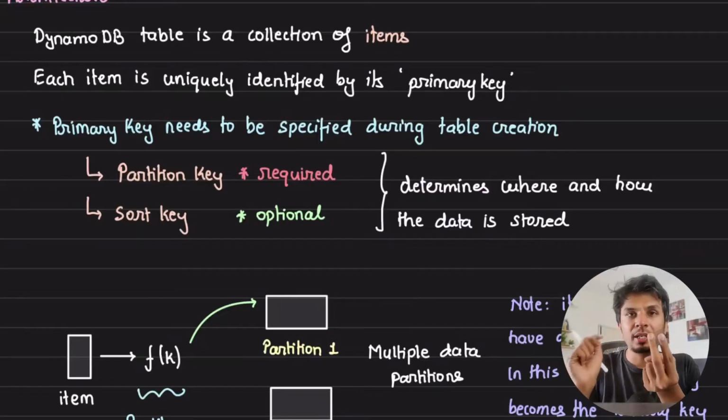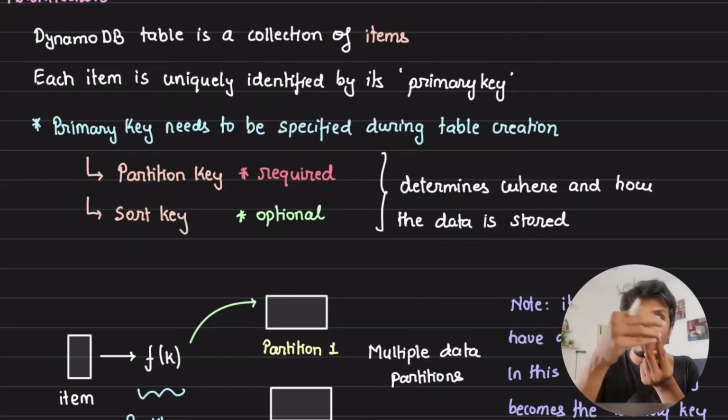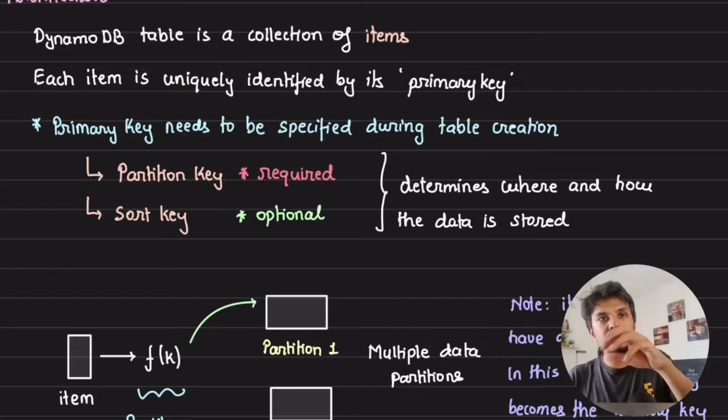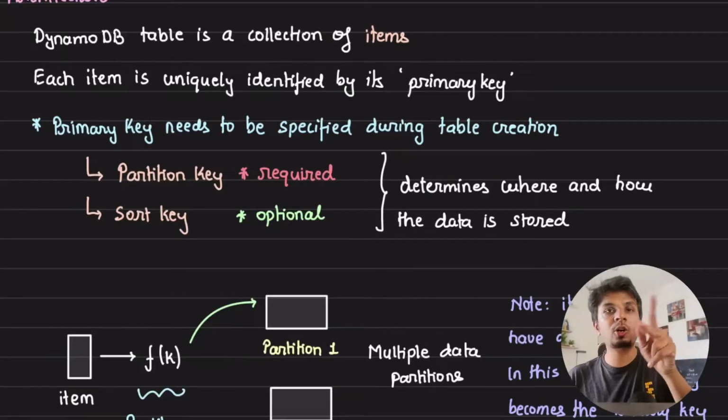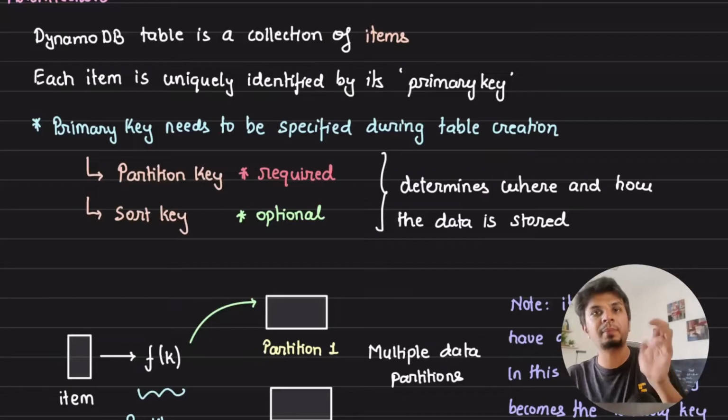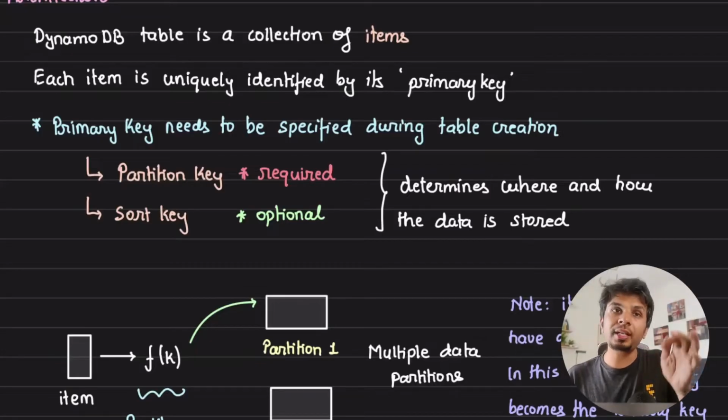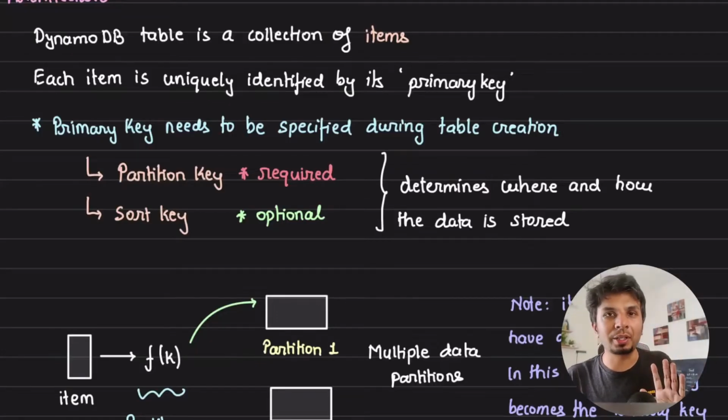Second is the sort key. Sort key is optional. Partition key, as the name suggests, would help you determine which partition your data would go into. So if you don't provide the sort key, partition key becomes the primary key. If you provide sort key, the combination of partition key and sort key becomes the primary key. But you definitely have to provide partition key no matter what, right?